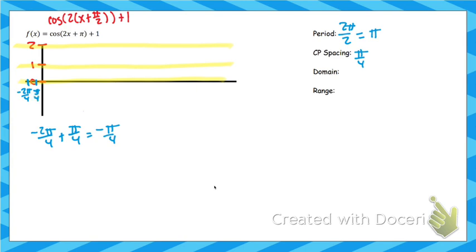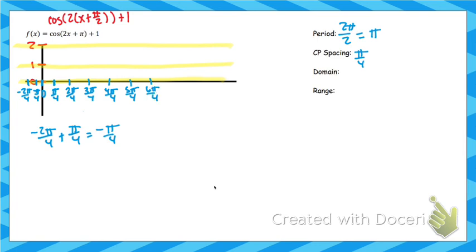That is my next x-axis point. I don't have a lot of space there, sorry guys. Negative pi over 4 plus pi over 4 is 0. 0 plus pi over 4 is pi over 4. 2 pi over 4. 3 pi over 4. 4 pi over 4. 5 pi over 4 until we get to enough points.